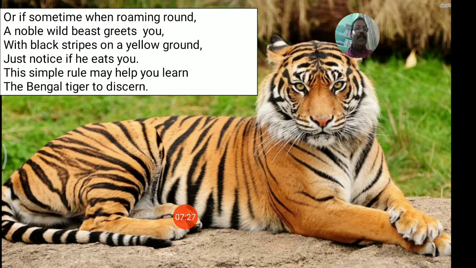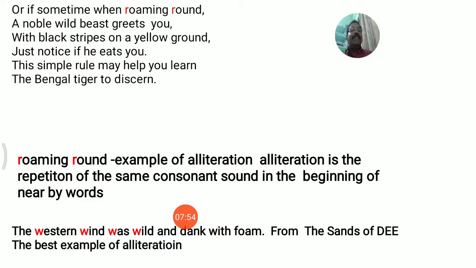The only thing that you have to notice is whether he comes and eats you. Then that simple rule will help you learn that this is the Bengal tiger. Funny, isn't it? You have to become a prey, food to the tiger, to identify it to be a Bengal tiger. So the only simple method is you simply see whether the animal comes and eats you up. Then we can identify it to be the Bengal tiger. So this is the humorous way of identifying a Bengal tiger.